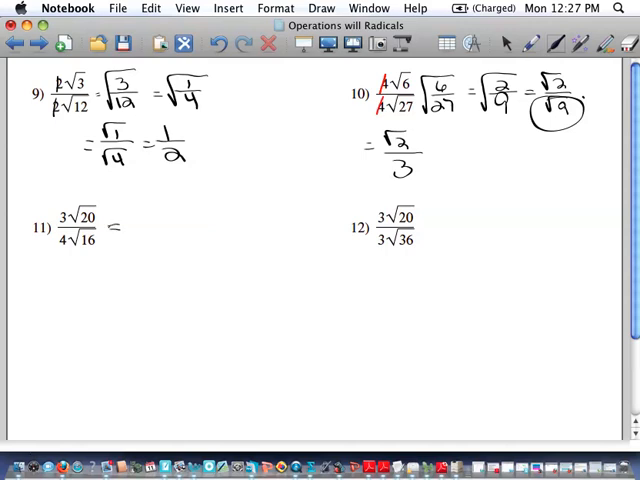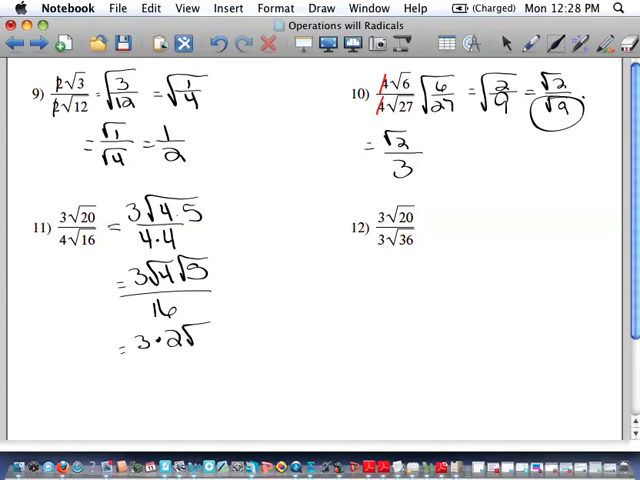If you look at number 11, hopefully you recognize pretty quickly that 16 is a perfect square, so you can just say 4 times 4 in the denominator. Then 3, hopefully you recognize that the square root of 20 is the square root of 4 times 5. So I get 3 times the square root of 4 times the square root of 5 over 16. 3 times the square root of 4, which is 2, times root 5 over 16 gives me 6 root 5 over 16. Number 12, again, I can cancel those 3's.